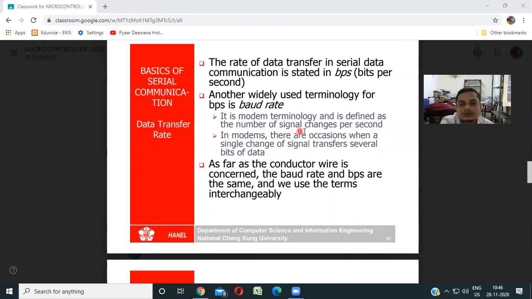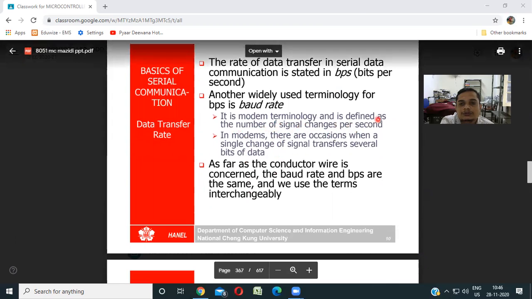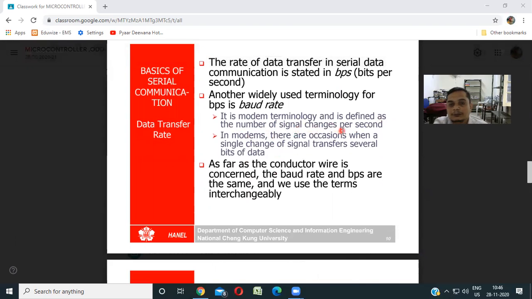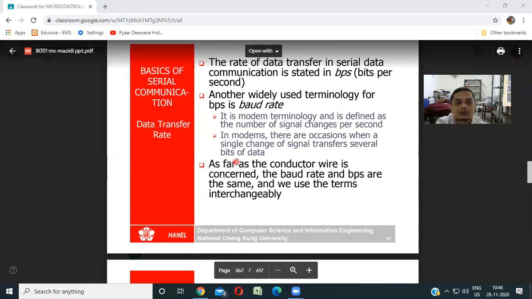So the number of signal changes per second. In the modem, it is defined as the number of signal changes per second. Okay, number of signal changes per second. So that is measured by baud rate. In modems, when a signal changes, it can transfer several bits of data.